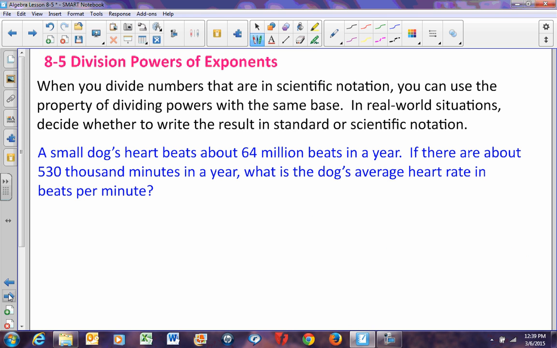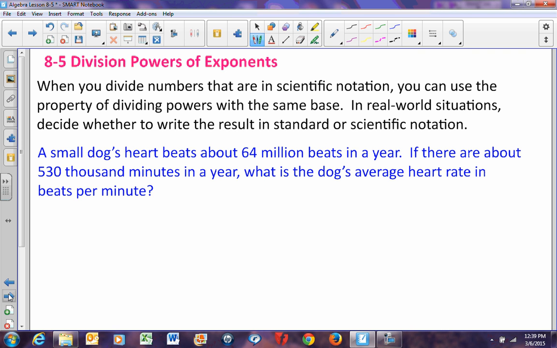When you divide numbers that are in scientific notation, you can use the properties of dividing powers with the same base. In real-world situations, decide whether to write the result in standard form or scientific notation if not told to do one or the other. Okay, for example, a small dog's heart beats about 64 million beats in a year. If there are about 530,000 minutes in a year, what is the dog's average heart rate in beats per minute?